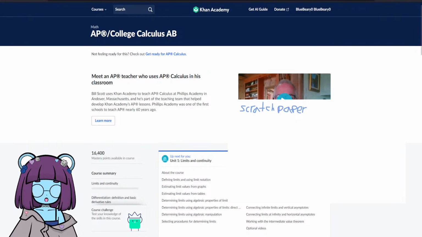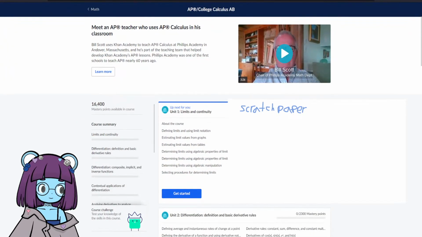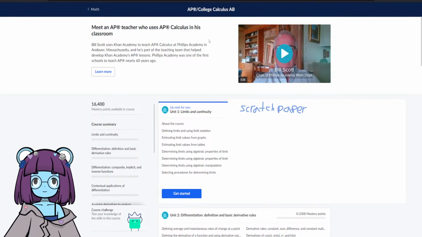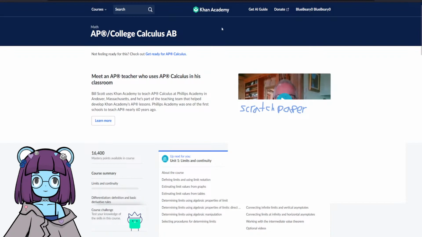Also, you know how my PNG didn't have any features? I have a thing now where I start off by not having features and I do this. It's really stupid, but anyways, excited to learn AP College Calculus section AB.